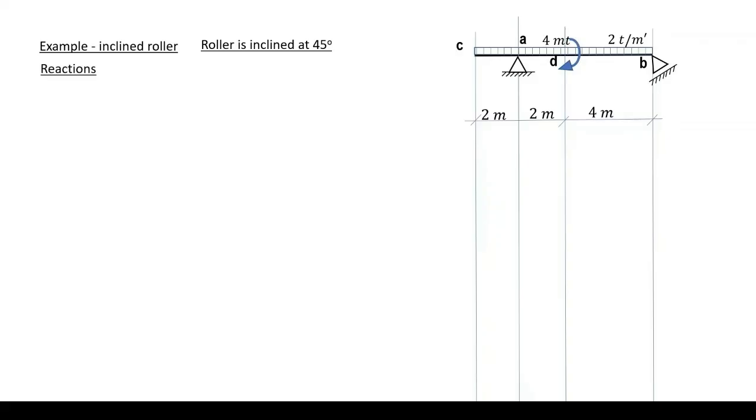To consider our reaction, let's have a resultant of the distributed load, which will be the intensity multiplied by the length on which the load is distributed, 2 by 8. And the point of application of the resultant is in the middle of CB.